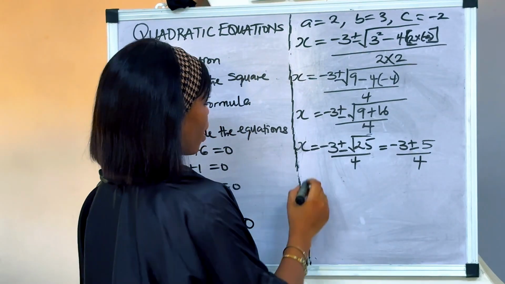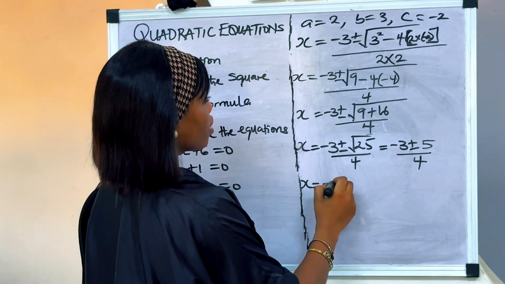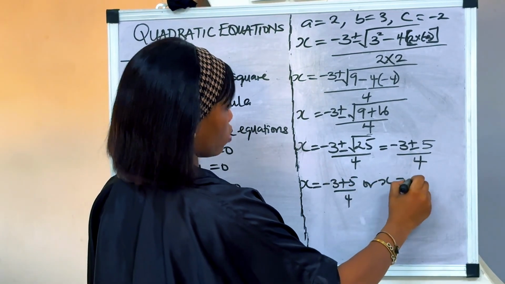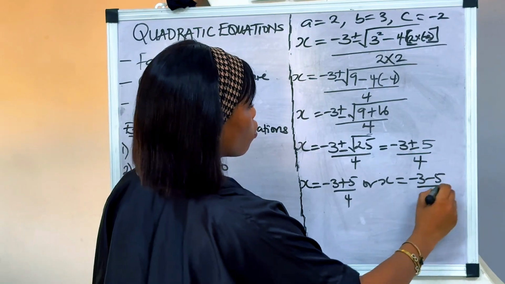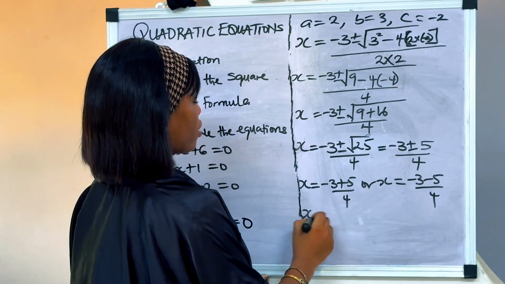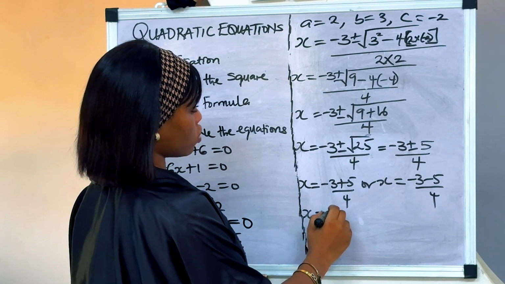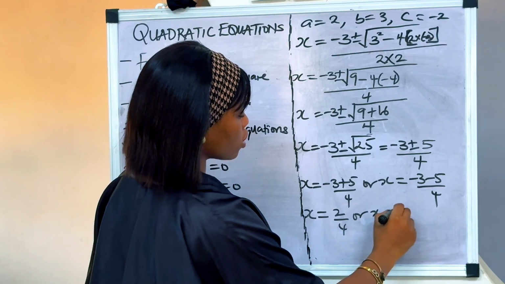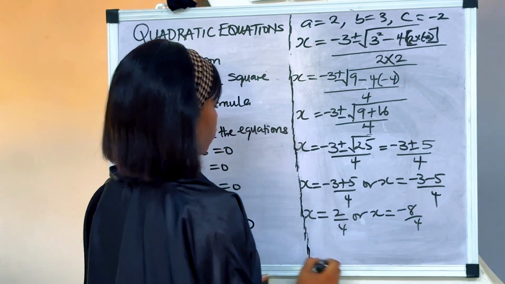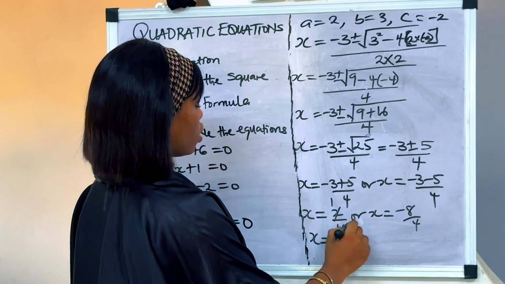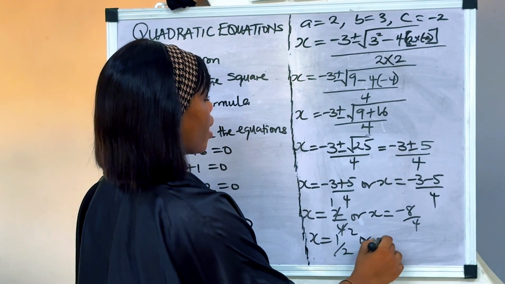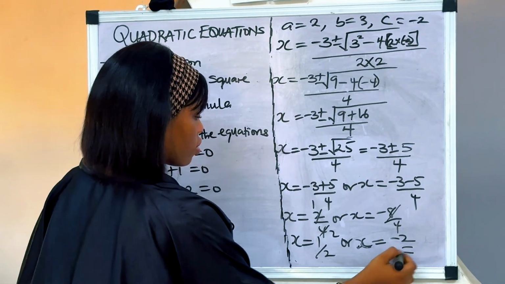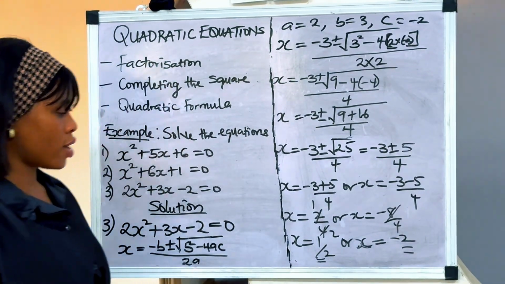So we have x equals minus 3 plus 5 over 4, or x equals minus 3 minus 5 over 4. Then minus 3 plus 5 gives us 2 over 4, or minus 3 minus 5 is minus 8 over 4. So x equals 1 over 2, or x equals minus 2. So this is our final answer.